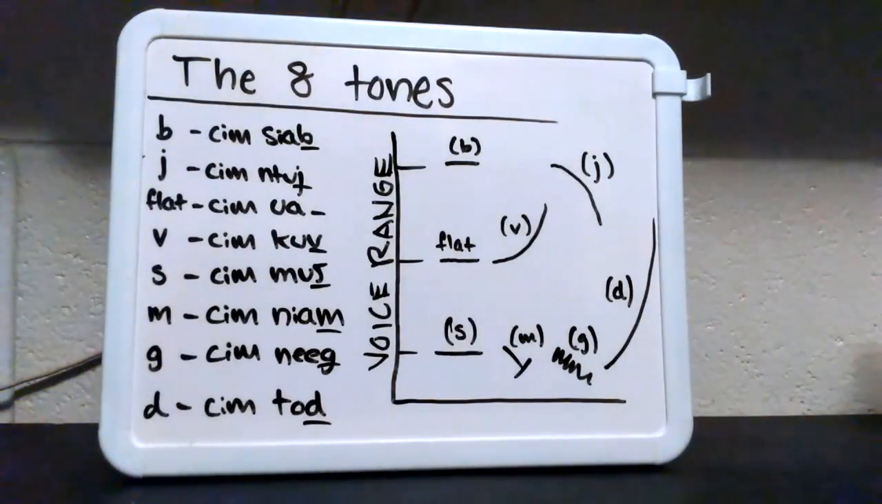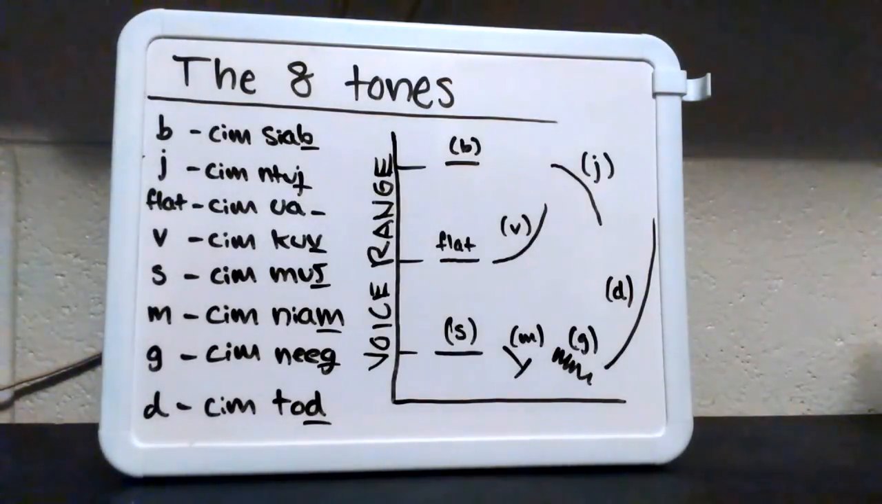J is ji ndu, ji ndu, ndu. If you can hear in my voice, my tone is falling. It's in the high right now, but then it falls. Ndu, ndu, kind of like that. It starts high and then it falls down. And then we have the flat tone, which is ji wa, ji wa, ji wa.